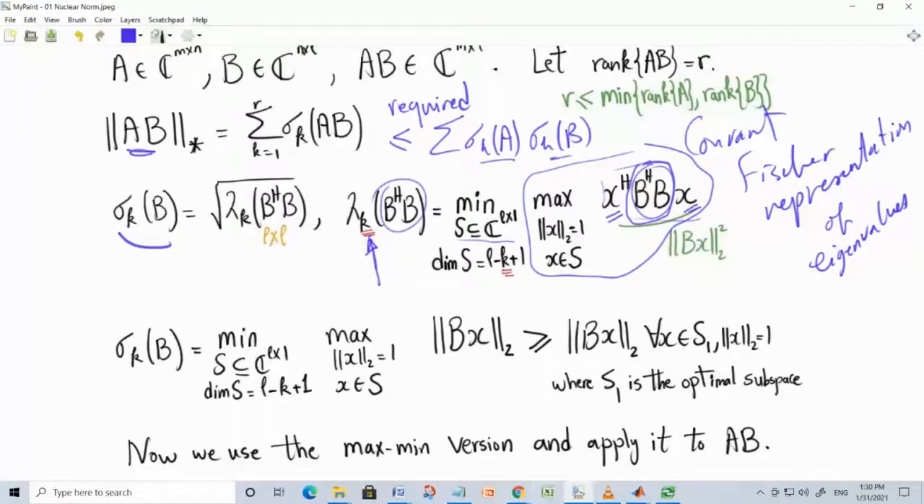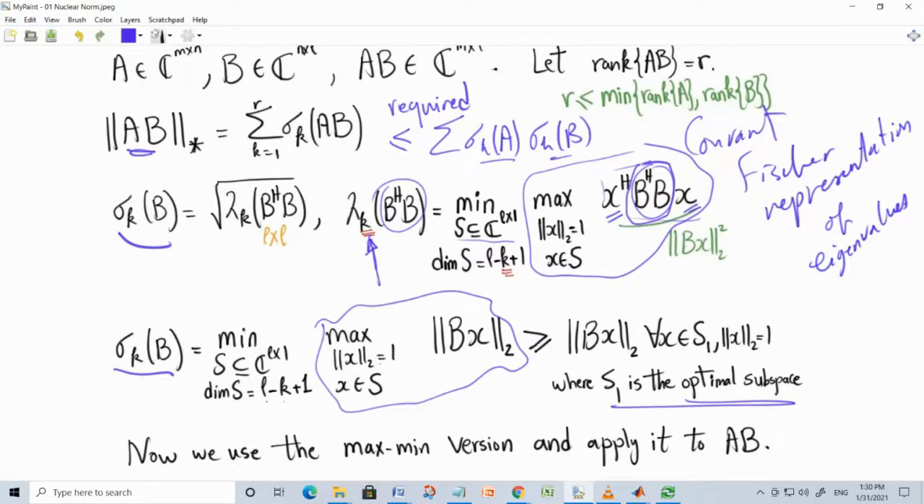Okay, so now we can write down this inequality. So the kth largest singular value of B. Okay, so when you solve this problem, there is an optimal subspace, which is the subspace whose maximum is minimum. It's the subspace in which, whenever you solve this problem, you get a value, and this value is the minimum over all possible subspaces with dimension L minus k plus 1.